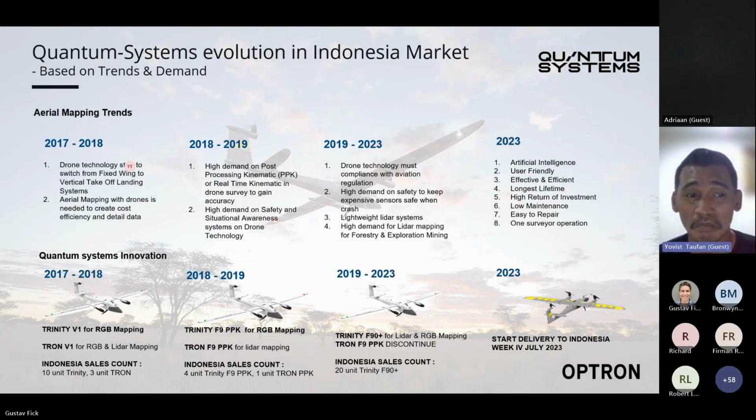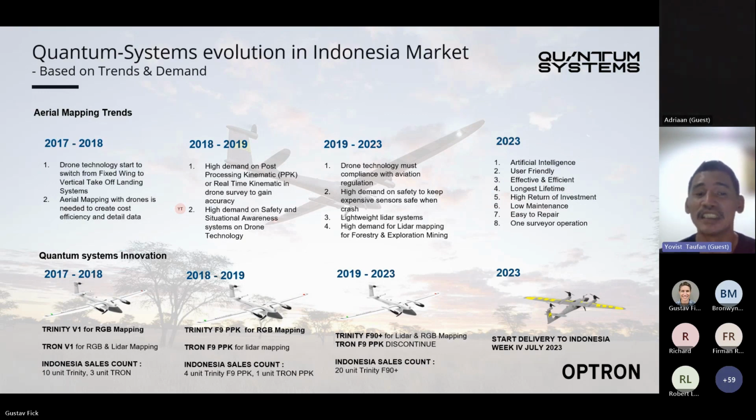And in that era, the demand for fixed-wing drone technology with vertical takeoff and landing systems was rising, and we flew our first Trinity in Indonesia in 2018, including the drone LiDAR with our client in 2019. And then Trinity evolved again in 2019 from Trinity version 1 to Trinity F9 when professional surveyors demanded accuracy and precision. In F9, we integrated the PPK system.